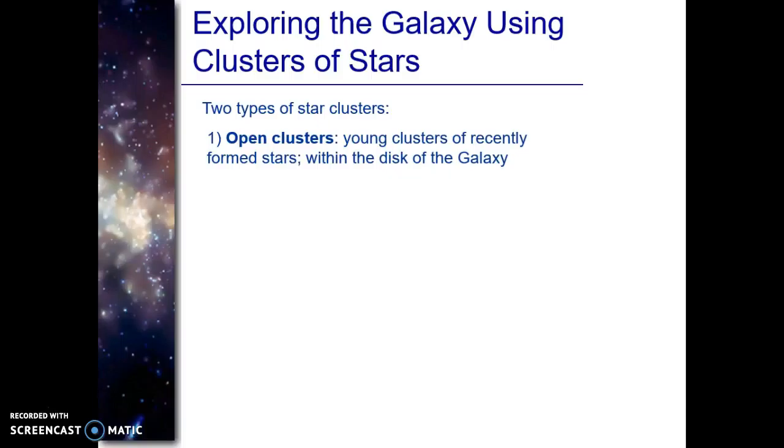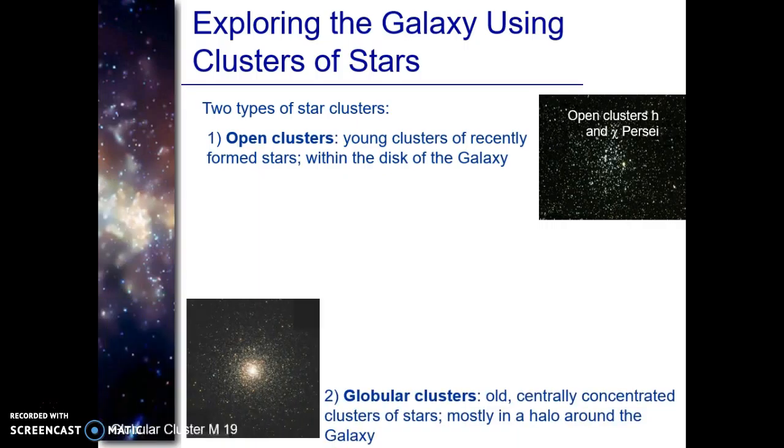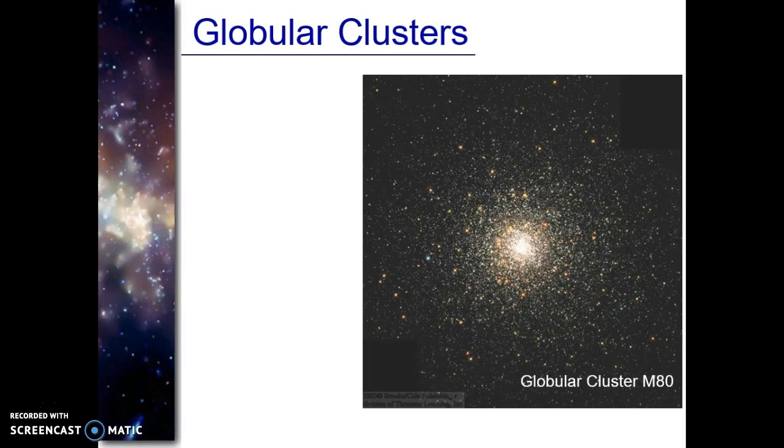When we explore a galaxy, we use clusters of stars. We've already talked about these two. Open clusters are young clusters of recently formed stars within the disk of the galaxy. And then you also have your globular clusters, which are old, centrally concentrated clusters of stars, mostly in a halo that goes around the galaxy.